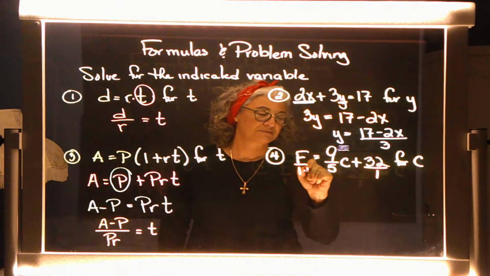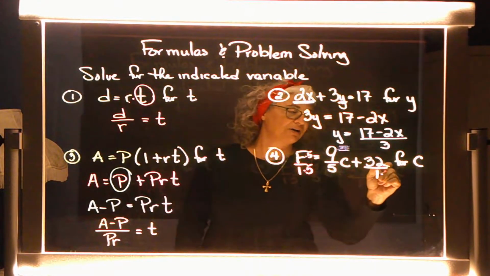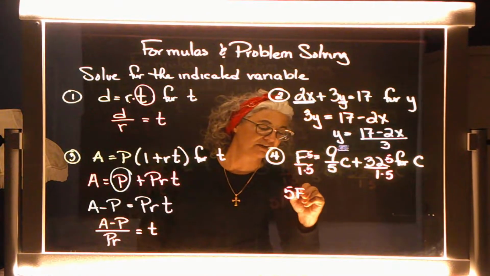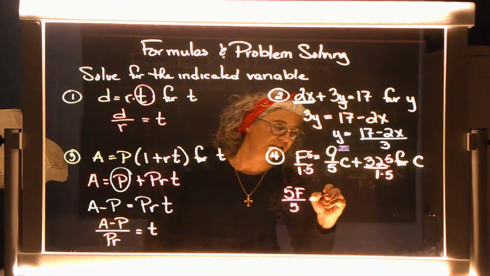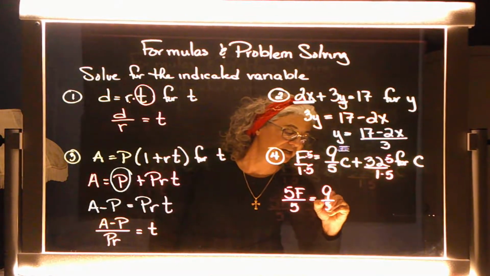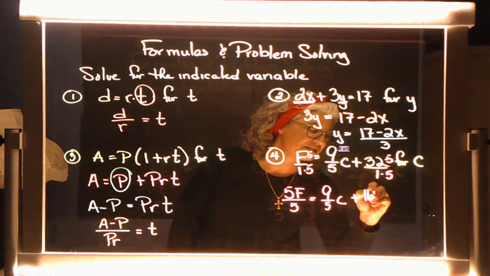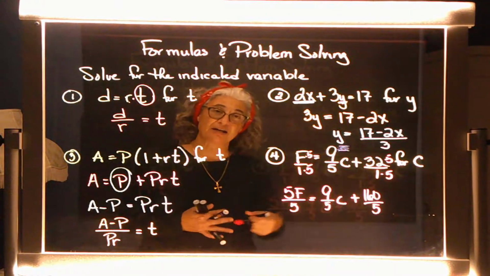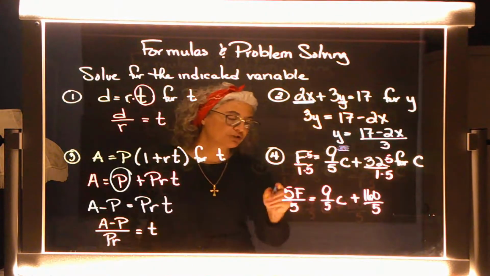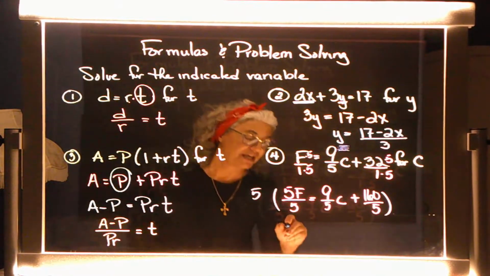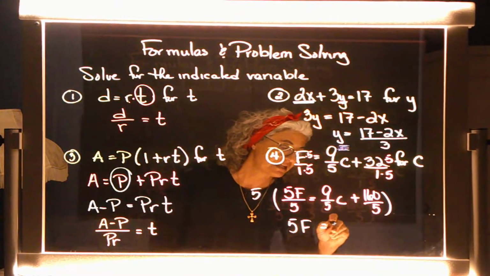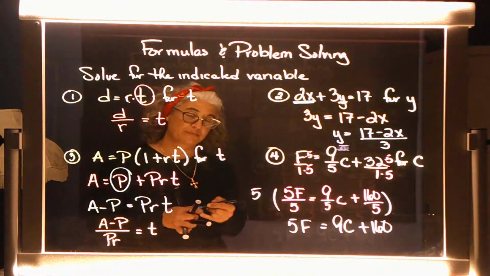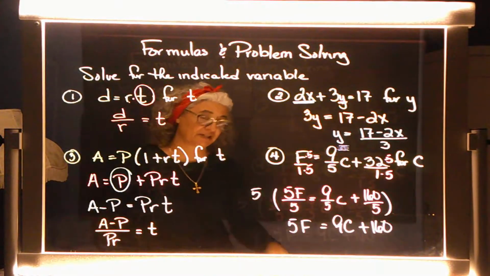Which means top and bottom by 5 on the f and the same on the 32, which will give you 5f over 5 equaling 9 over 5c plus 160 over 5. And now, do I want to keep those 5's? No. Let's multiply the entire equation by 5. And now it's extremely obvious that I'm left with this equation. Does that make sense? Because all those 5's are going to cancel, aren't they?